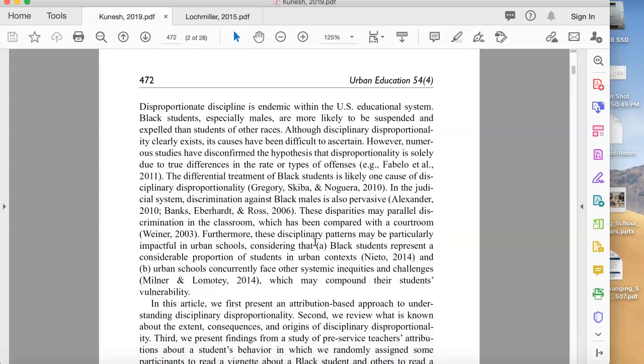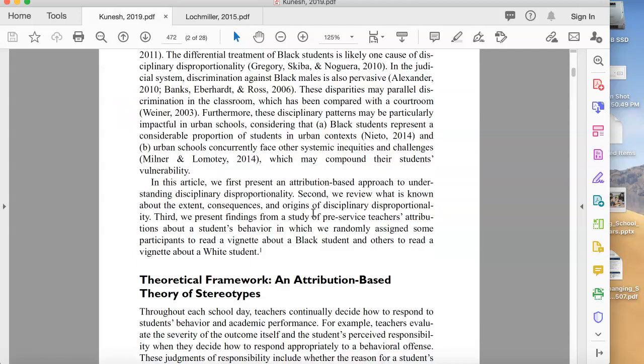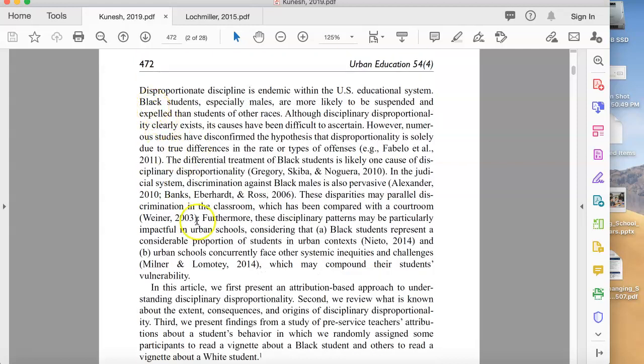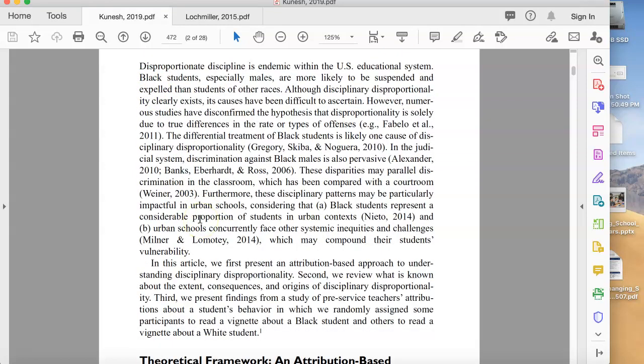So here we go. Here's some background. This is about disproportionate discipline, which basically refers to the over-disciplining of Black males in particular. And so this is some background, right? Maybe some statistics. And then this is what you see here. This is very short. This is the introduction right here. So contrast that with the other article, which had maybe a 2-page introduction.